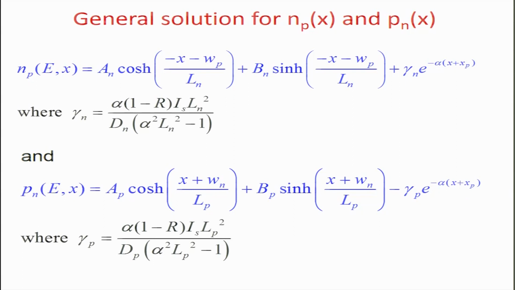So you assume that you have a junction like this. So this is P, this is N, and the radiation comes like this.